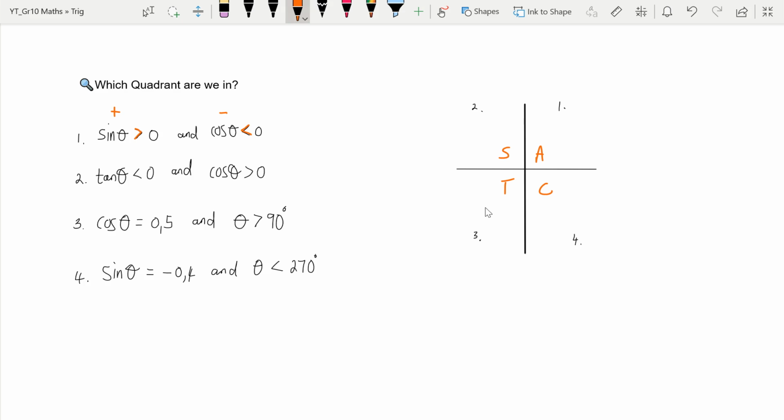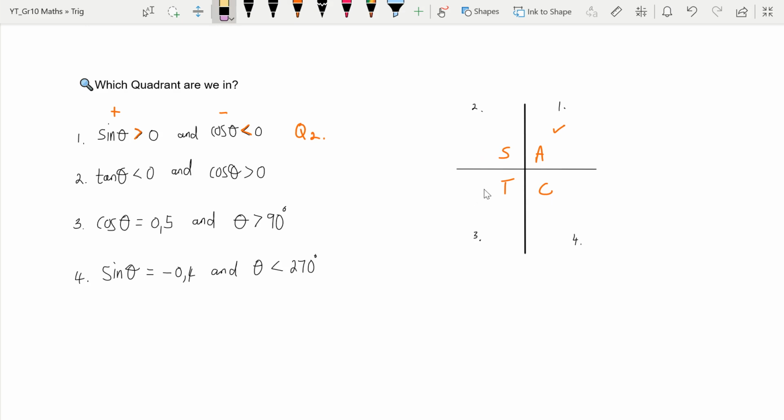For the CAST diagram, we know that sine is positive there and there. All ratios are positive in the first quadrant and sine is positive in the second. And then where is cos negative? Well, cos is negative there and there. So where do these two pieces of information overlap? There. So we are working in quadrant 2 for this one.